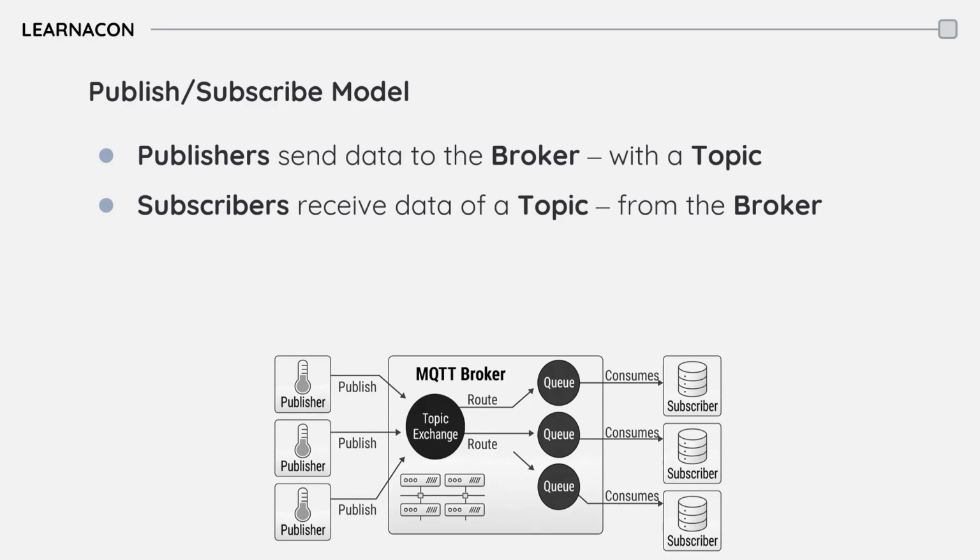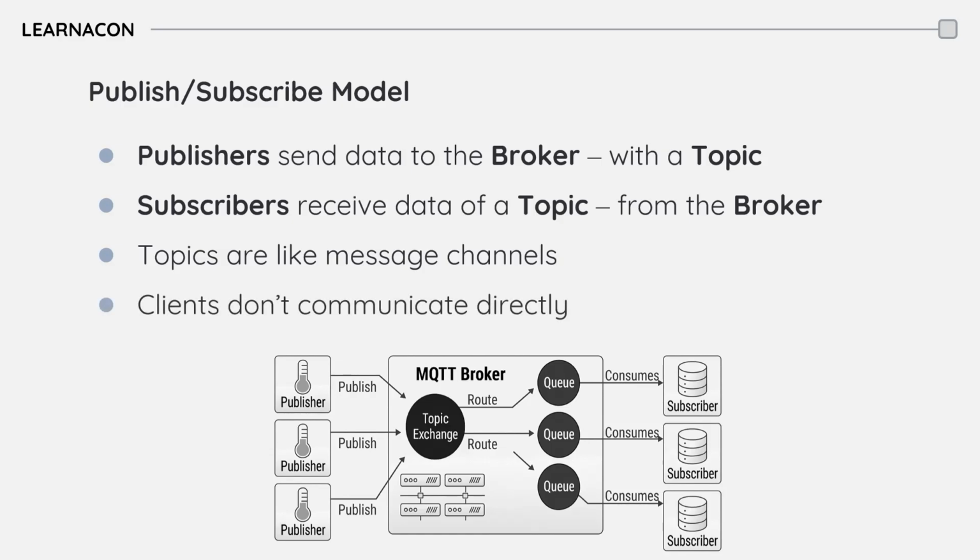In MQTT, these sections are called topics. For example, a temperature sensor might publish a reading of 21 degrees Celsius to the topic home/living room/temperature. Your phone app subscribes to the topic and instantly receives the update. Think of MQTT topics as virtual message channels. A publisher sends data to a topic, and any client subscribed to the topic receives the message. This model removes the need for direct device-to-device communication, making communication simpler, more scalable, and more efficient.